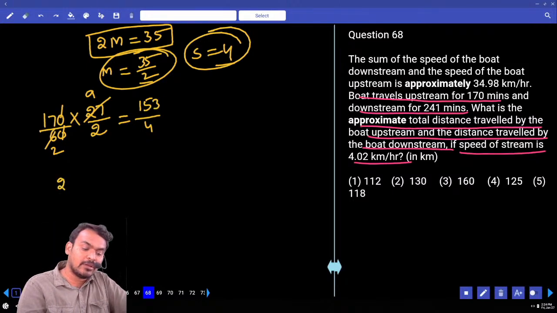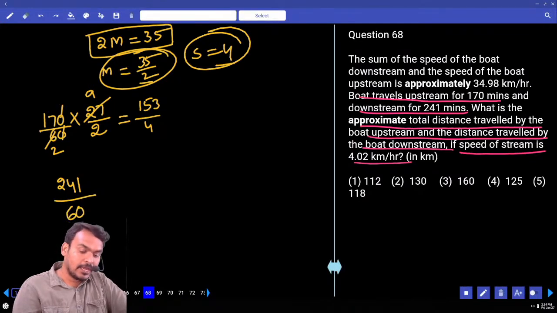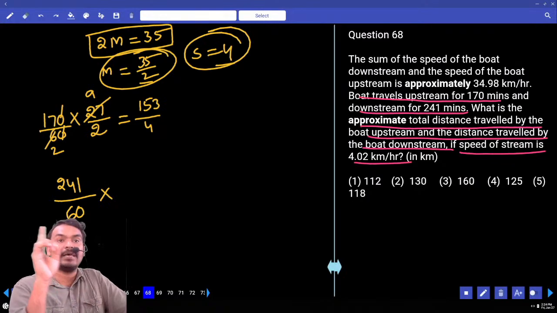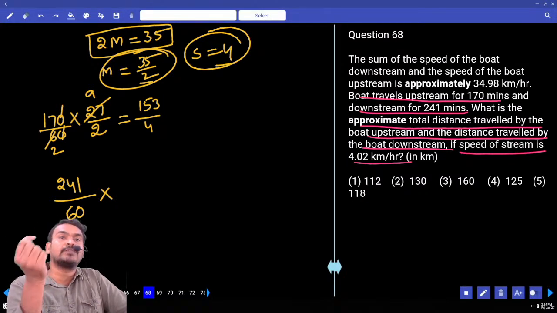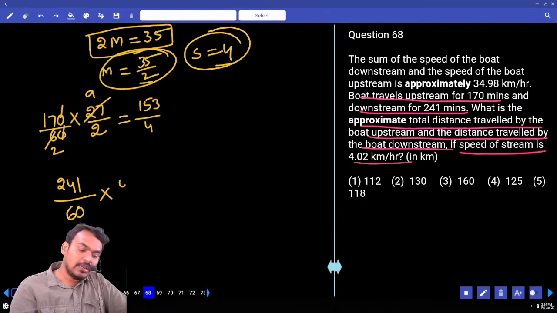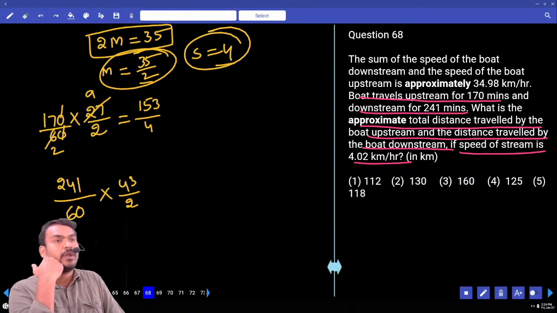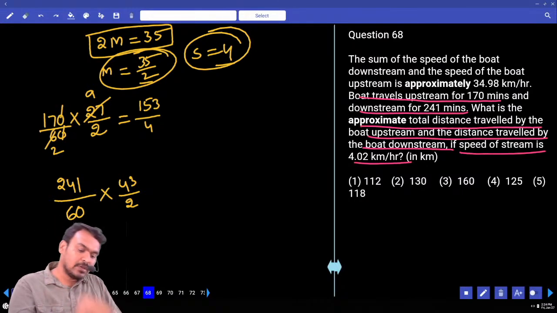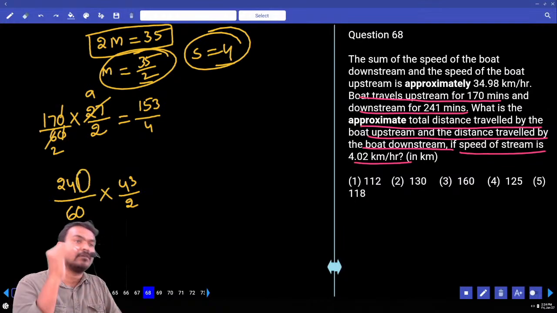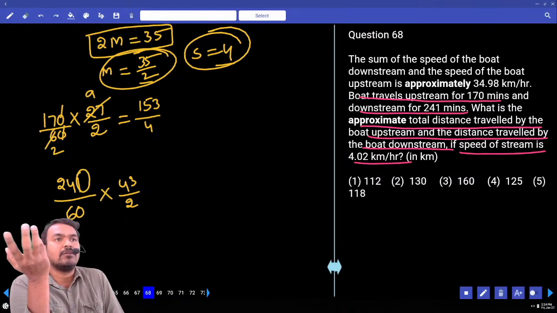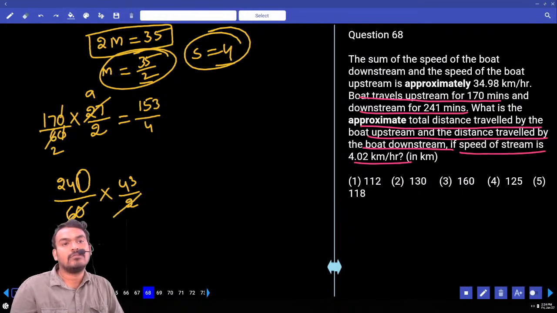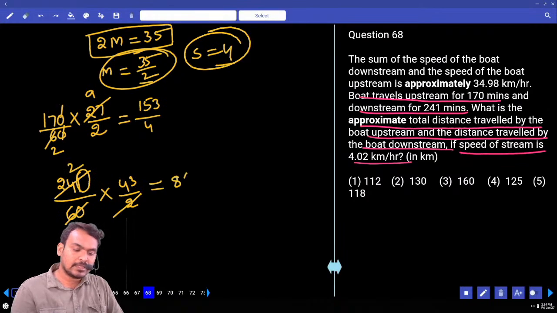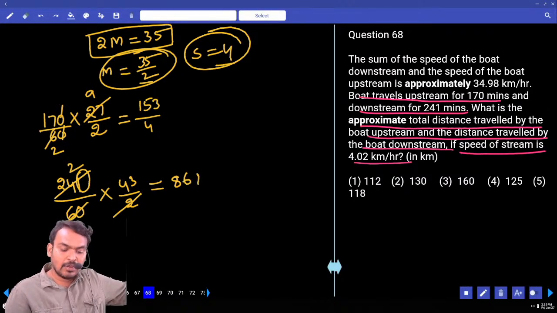Next, what is the second one? Downstream how much time is given? 241 minutes. But I write 241 by 60 into what is the downstream speed? M plus S. 35 by 2 plus 4. How much? 43 by 2 or not? Okay. We required approximate or exact? Approximate. In place of 241 we consider 240. Calculation wise easy or not? 60 2s are how much? 120. How many times? 2 times. 43 2s are 86 or not? Okay. 86 kilometers or not?